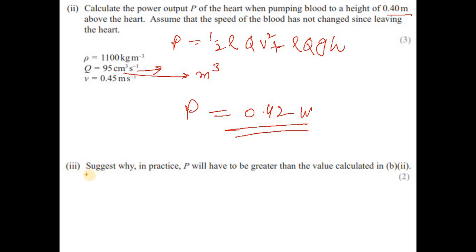Okay, part 3. Suggest why in practice P will have to be greater than the value calculated in B2. Yes, indeed, the actual value of P should be greater than the calculated value because we did not consider the friction or the resistive force in flow. In reality, when blood flows through the vein, we have a resistive force or friction force between the blood and the wall of the vein. That means blood has to do some work against this resistive force, so P should be greater than the calculated one.